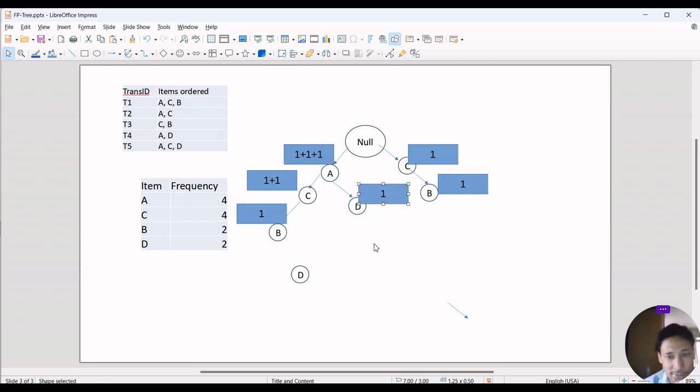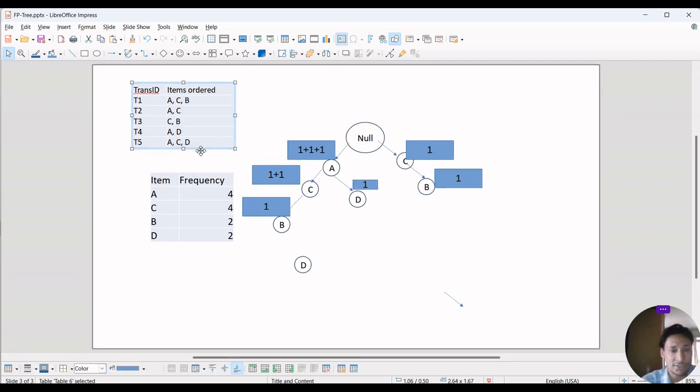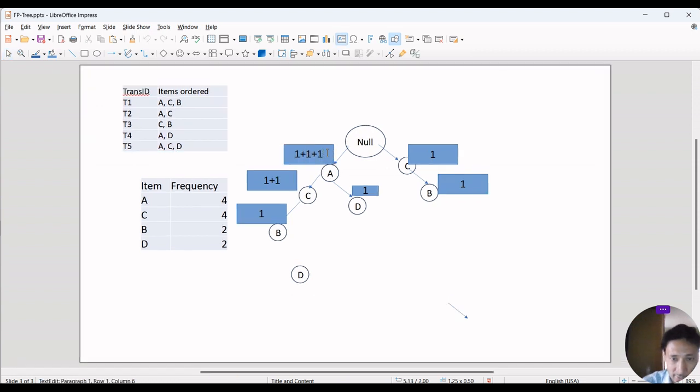So in this way we specify the count for D also. Now there are no other items in this transaction. Now we will check this last transaction. In this transaction we have ACD. We have a branch with A here, so we'll increase the value of A here, and after this we have C. In our branch there is C, so we don't have to create a new branch, we simply increase the value of C here. Then we have D.